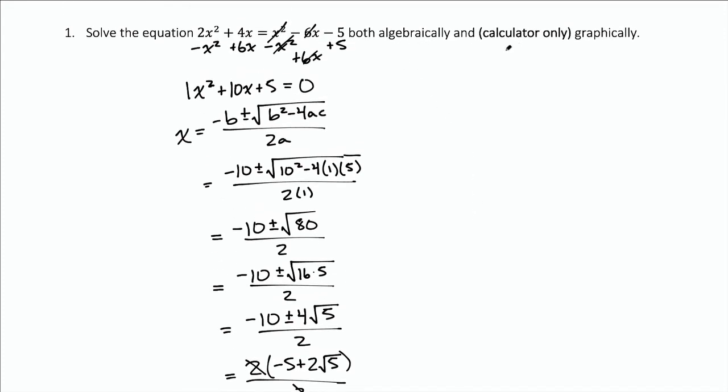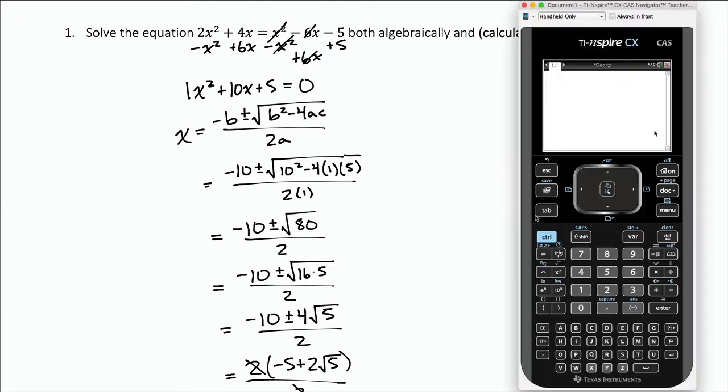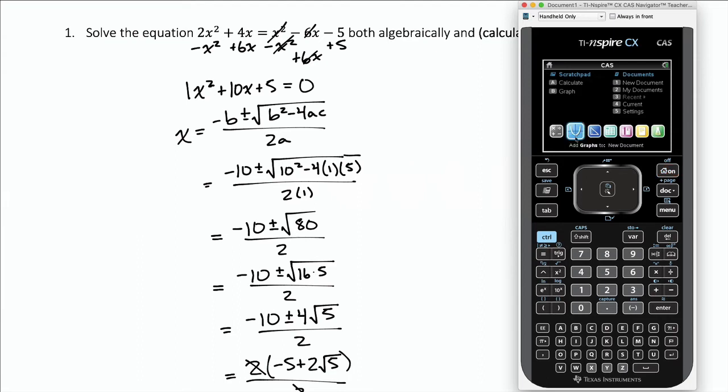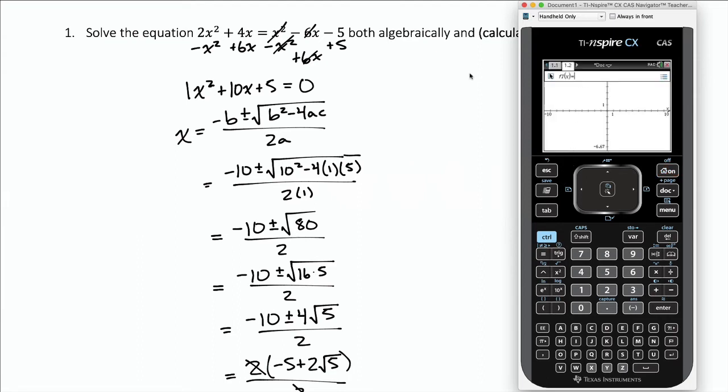If we want to solve it graphically, there's two options. One option is to move everything to one side and then graph this and find the zeros. So let's go ahead and do that. We will go into our graphs, and we're going to graph this: x squared plus 10x plus 5. We'll graph that, and there it is.